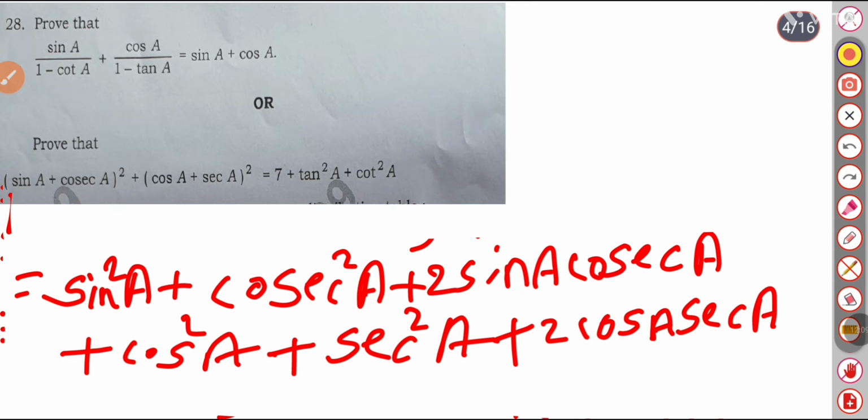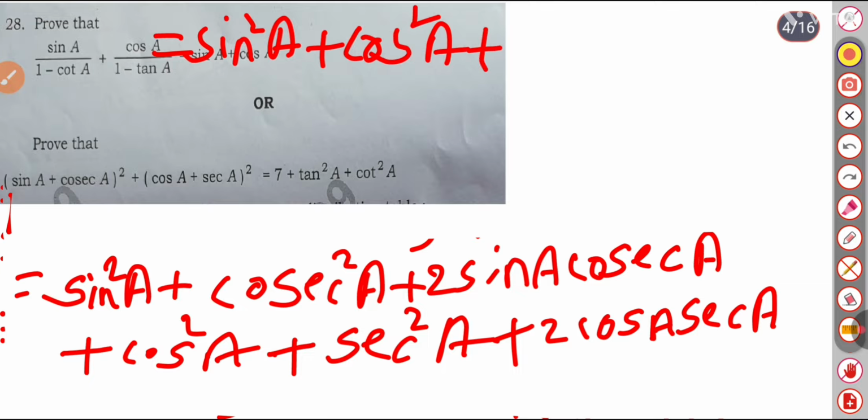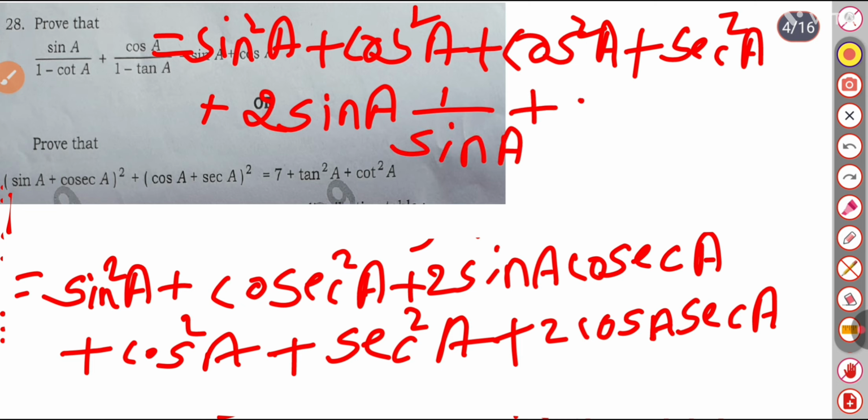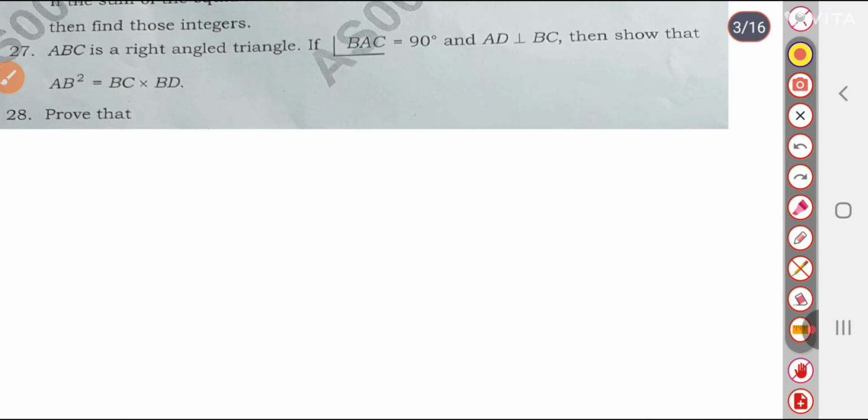Next, it is equals to sin square A plus cosec square A. All the squares we write together: cosec square A plus cos square A plus sec square A plus 2 sin A, where cosec becomes 1 by sin, and 2 cos A, where sec becomes 1 by cos A. So sin A gets cancelled, cos A gets cancelled, and what is remaining is sin square A plus cosec square A, and here sin square A plus cos square A is 1.